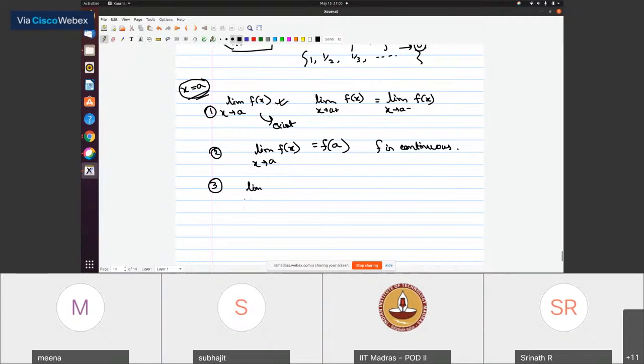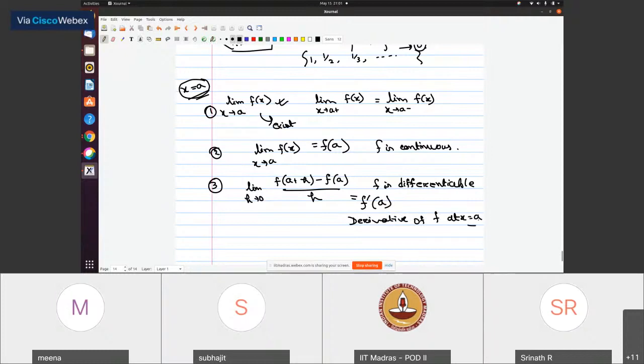So after that, if this limit exists, then we say that f is differentiable. And this is called the derivative of the function at the point. So this is the derivative of f at x equal to a.